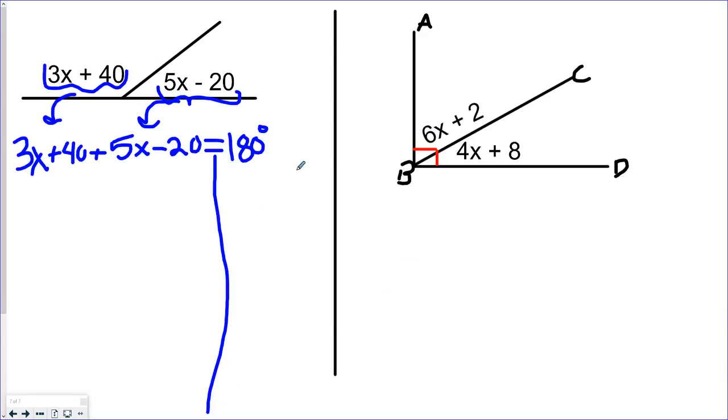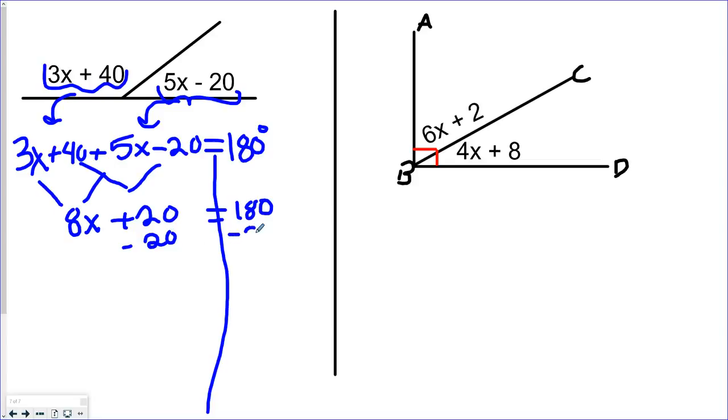So now, if I want to, I can solve for x by solving this equation. It's a little bit bigger than my other two, but I can still solve for it. Because I can combine my x's, so 3x and 5x together make 8x. 40 and minus 20 would make plus 20, still equal to 180. I can then subtract 20 from both sides. And I get 8x equals 160. And if I divide by 8, I get x equals a solid 20.